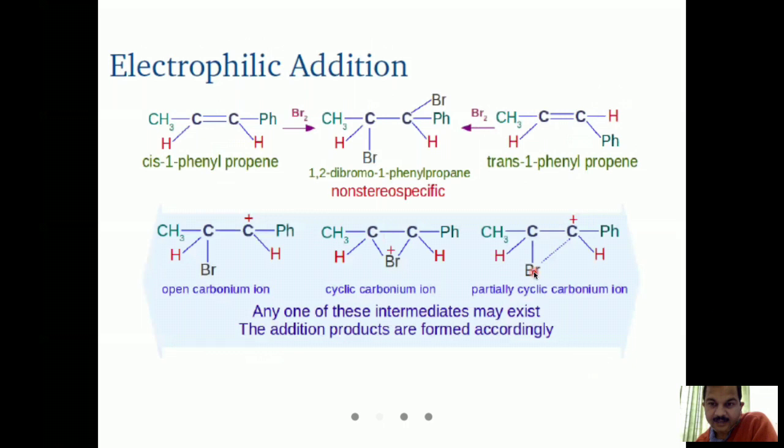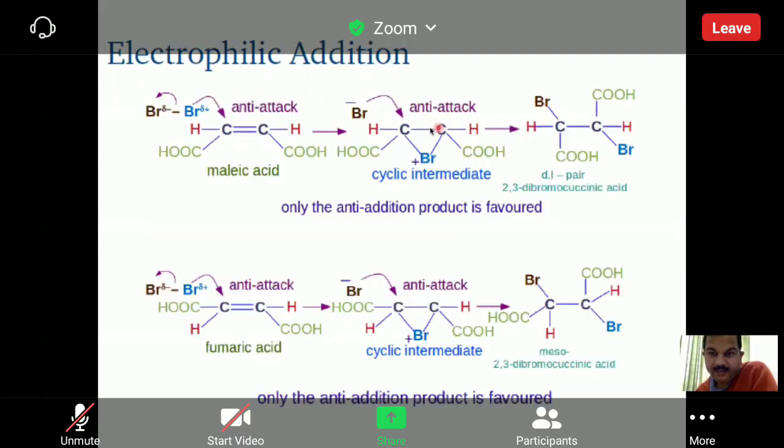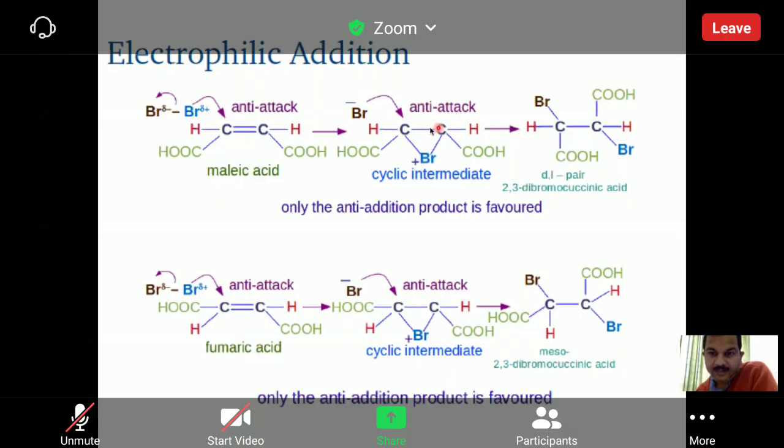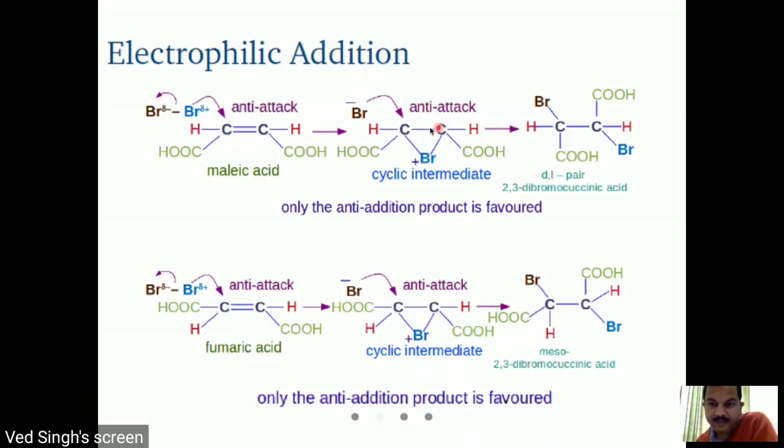Now we can see another example. This is a cyclic structure, cyclohexane having a double bond, that is, 1,2-dimethylcyclohexene. It will react with HBr. Then what is the possibility? Here both are attacked with opposite orientation, meaning they are trans to each other. They are not binding from the same side. The approach is from opposite sides, that's why their orientation is opposite and they are the trans product.